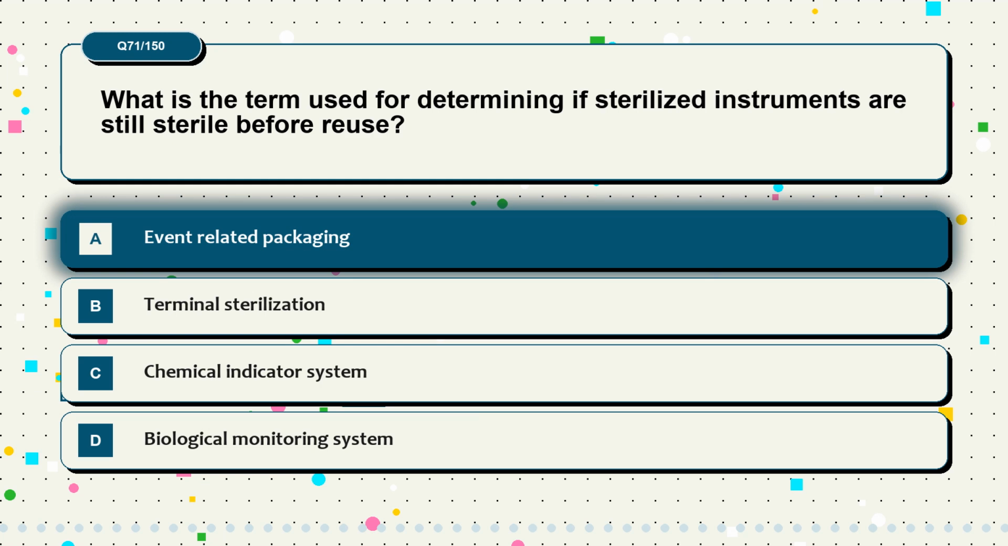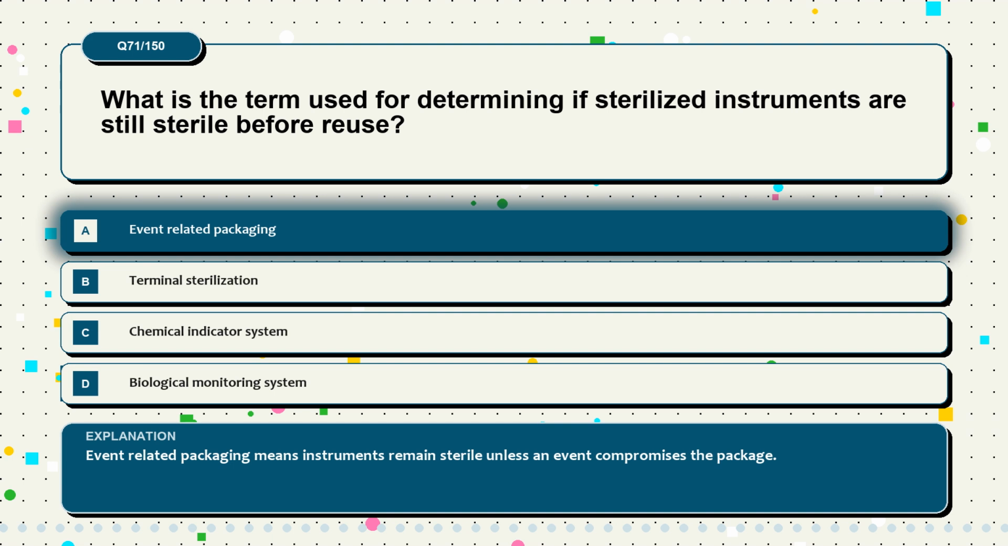The correct answer is option A. Event-related packaging. Event-related packaging means instruments remain sterile unless an event compromises the package.